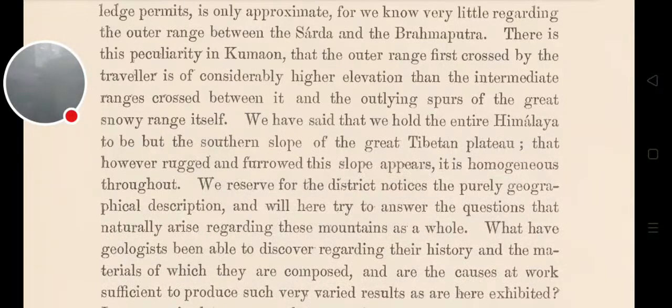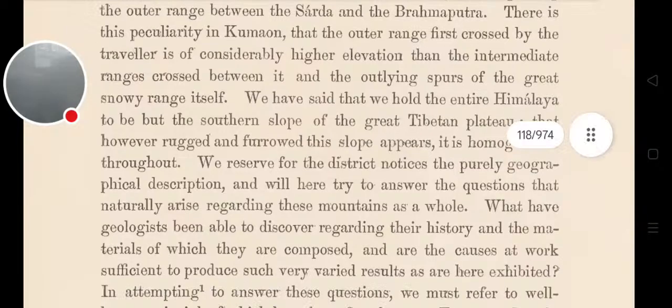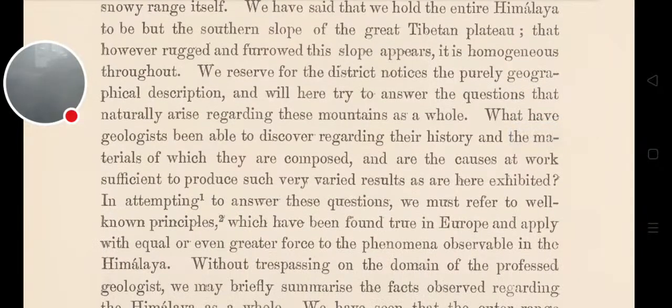There is this peculiarity in Kumaon that the outer range first crossed by the traveler is of considerably higher elevation than the intermediate ranges crossed between it and the outlying spurs of the great snowy range itself. We have said that we hold the entire Himalaya to be but the southern slope of the great Tibetan plateau, that however rugged and furrowed this slope appears, it is homogeneous throughout. We reserve for the district notices the purely geographical description and will here try to answer the questions that naturally arise regarding these mountains as a whole.